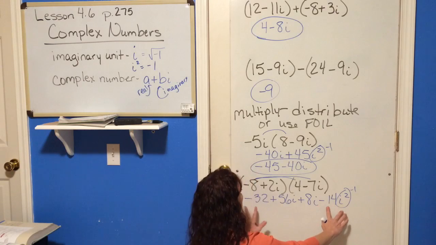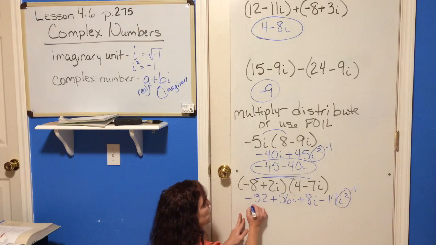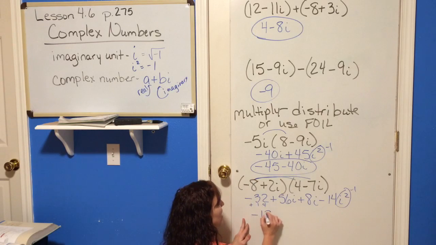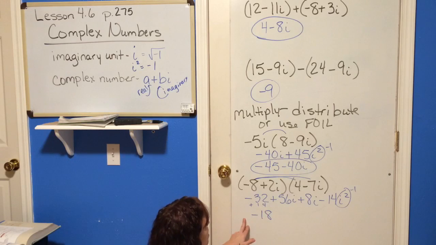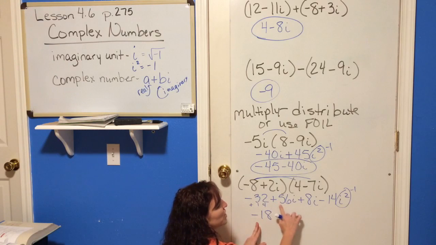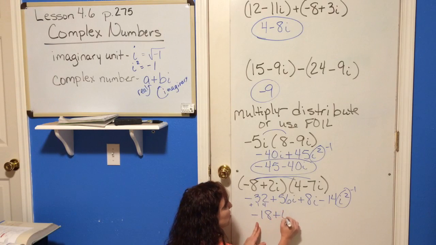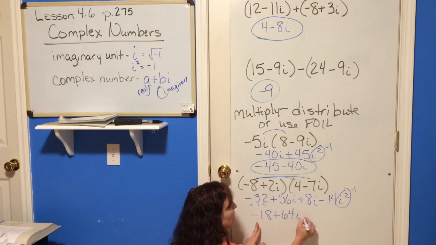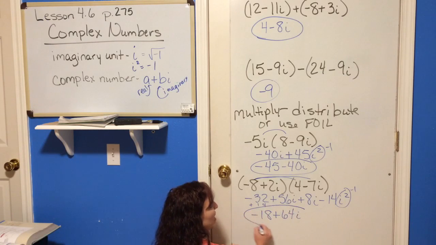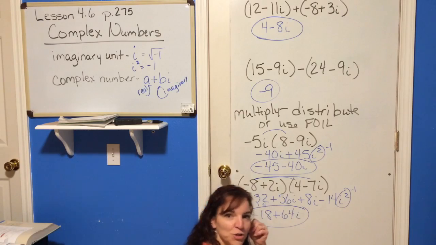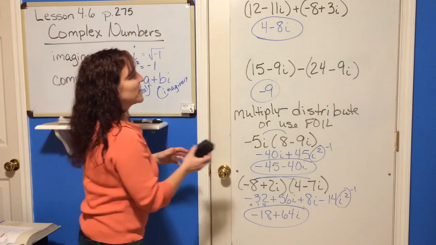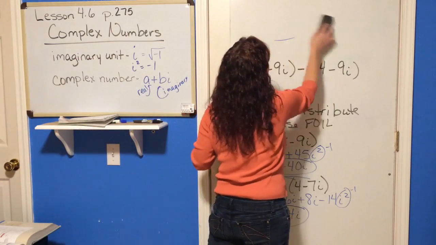So the positive 14 and the negative 32 need to be combined for a negative 18. Is that right? 8, 9, 10, 11, 12. Yes. Okay, negative 18. And then you combine your i terms, which is going to be a positive 64i. And I have a real number plus an imaginary number. That is standard form, and I'm finished. Try some more of those. Make sure you've got those under your belt before we move on to divide.